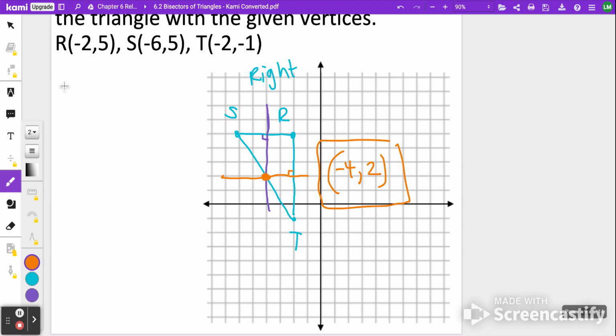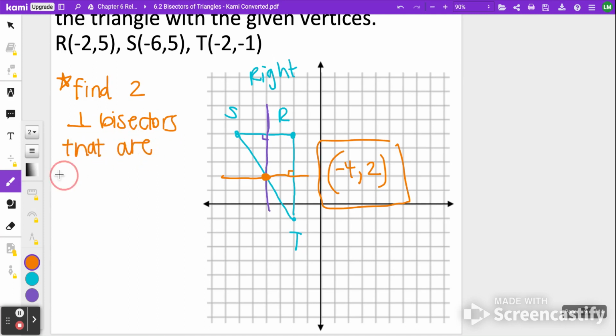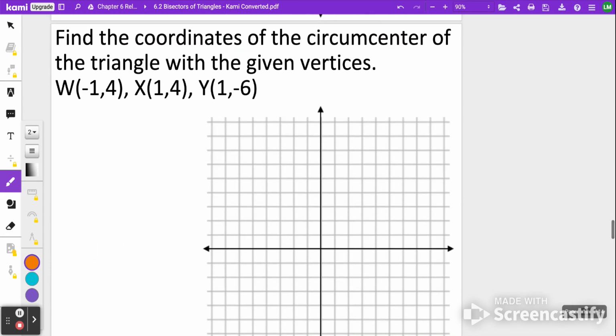Okay, so one more time, all I did is I chose to find two perpendicular bisectors that are easiest. I could have chosen S to T, but that one I probably would have needed to use the distance formula and then find the midpoint of that, just because you can see all of the points are going at a diagonal, whereas R to S and R to T are right on the lines for the X and the Y axes.